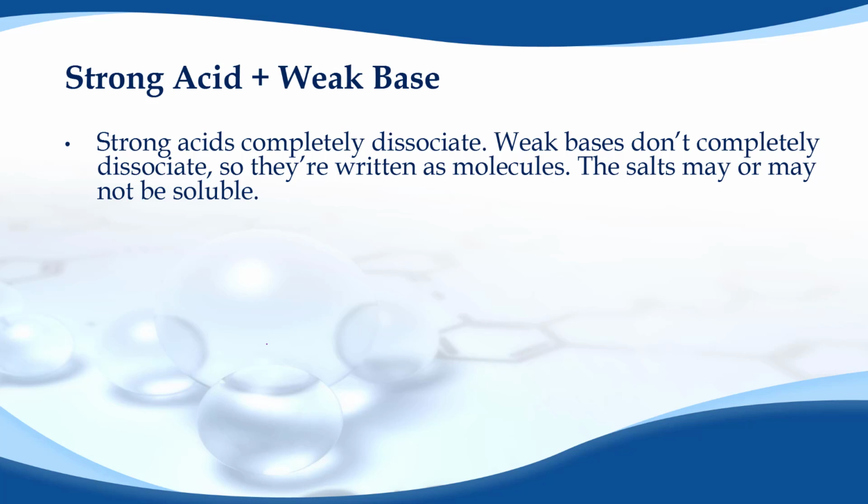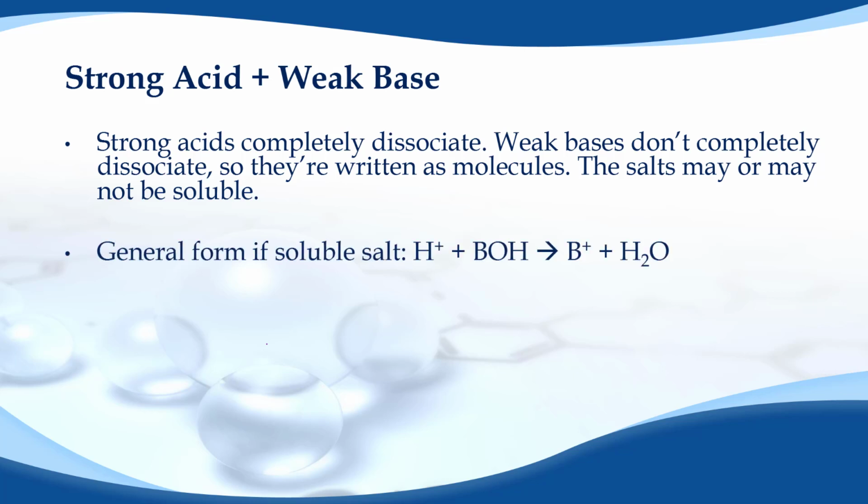Now, when you have the salt that you formed from this reaction, the salt may or may not dissolve in water. Know your solubility rules. That will help you out. This is where I said, like, things kind of get a little bit weird. Right, so general form, if your salt will be soluble, and again, we're assuming a hydroxide base here, is you're going to have the H plus from your strong acid reacting with the weak base. You'll form the conjugate acid, which is BH plus, and then water. Right, so if the salt dissolves, that will be your general form.